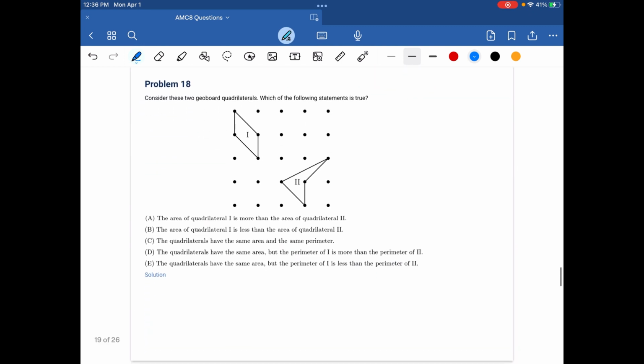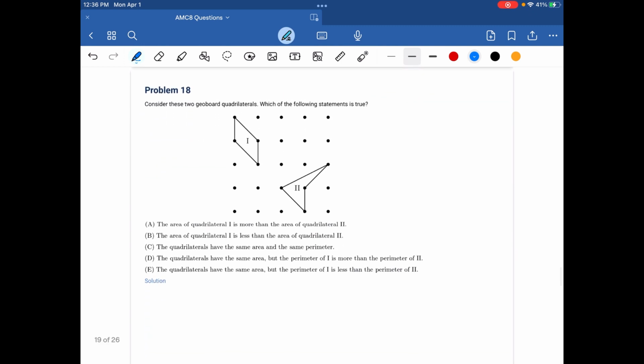Let's move on to the next problem, problem 18. Consider these two geoboard quadrilaterals. Which of the following statements is true? A says the area of quadrilateral A is more than the area of quadrilateral 2. Area of quadrilateral 1 is less than the area of quadrilateral 2. The quadrilaterals have the same area and the same perimeter, and so on and so on. So they're basically comparing the perimeters of the quadrilaterals and the areas. So let's just figure those out before we check out the answer choices.